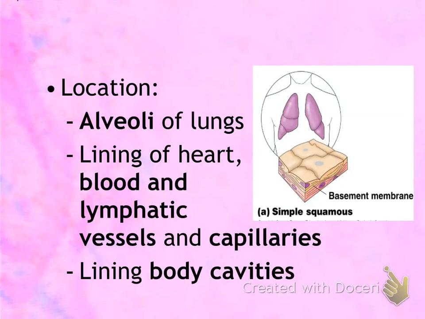The locations of the simple squamous epithelium are the alveoli, or the air sacs of the lungs. This is where the gas exchange occurs, so they have to be very thin so that oxygen and carbon dioxide can easily pass through. They could also be found in the lining of the heart, blood and lymphatic vessels, but specifically in the blood and lymphatic capillaries, which are very, very thin. That's where gas exchange also occurs. And they are found lining body cavities.